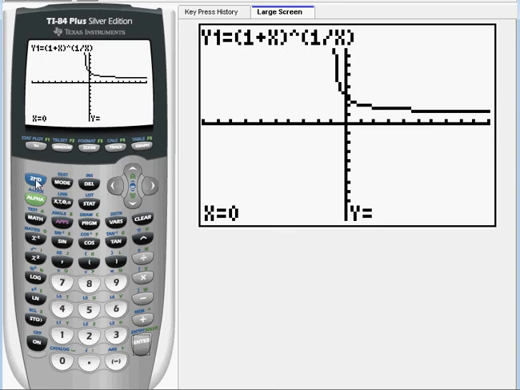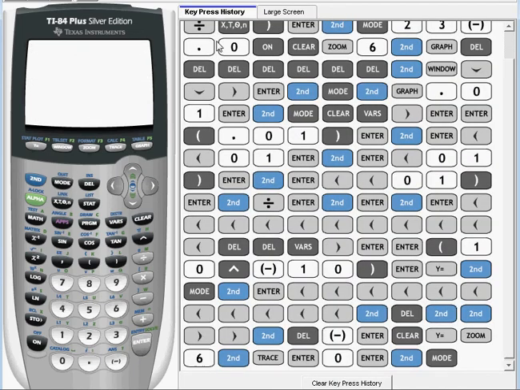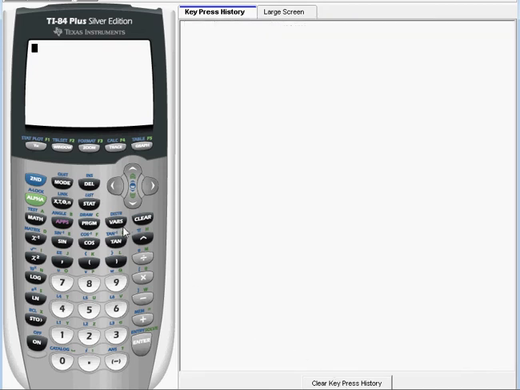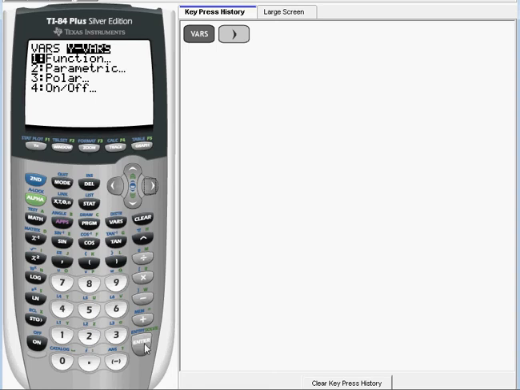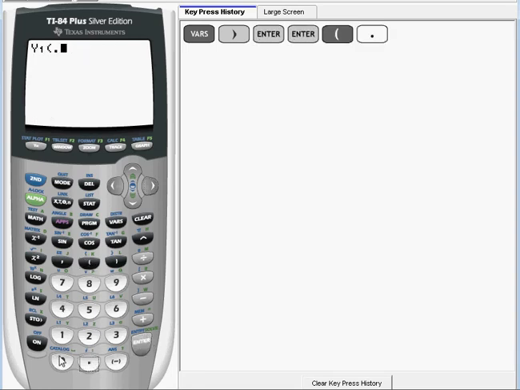So as opposed to using the table, I'm going to use the vars function in the home screen. Let me just do a little key history for you here. Let me clear that out. I'm going to go to vars, yvars, and a function value. So I'm going to look at y of 0.01. And y of 0.01 is that. Again, I'm looking at this limit as h approaches 0, or excuse me, v approaches 0, which in this case is x approaches 0 because our function is in terms of x. So I'm just going to use 0.01.